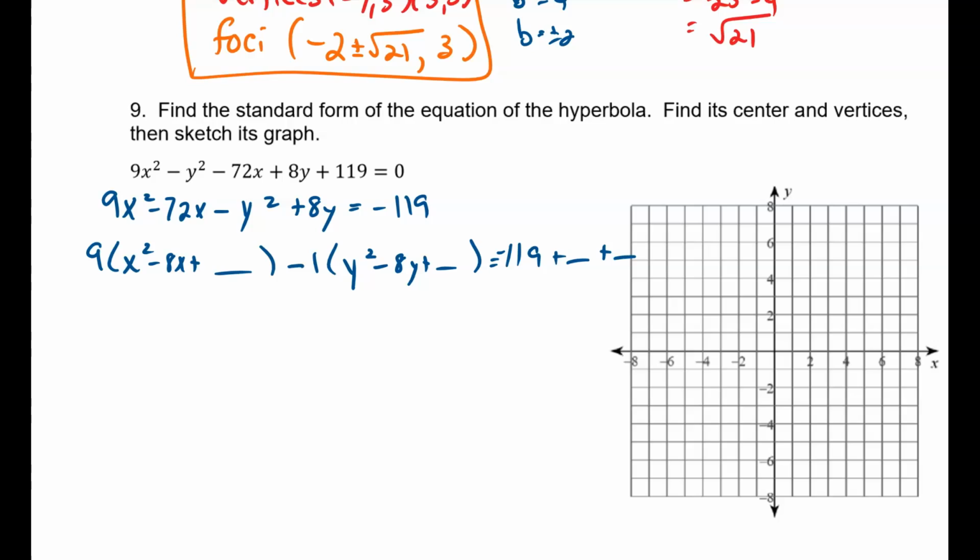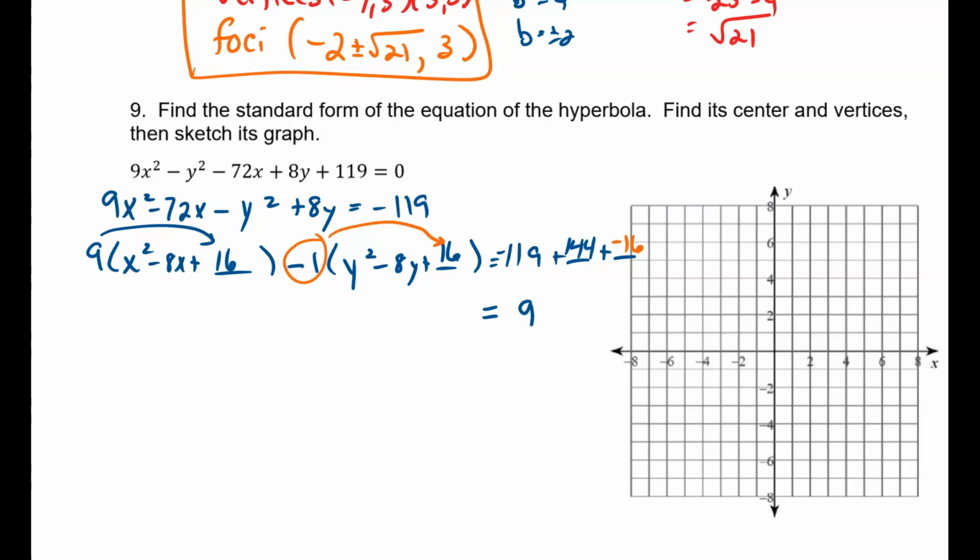Okay, so take negative 8, divide it by 2, negative 4 squared is 16. Take the 9, multiply it to the 16. That's 144. Then we do the same thing with the y and we get 16 again, but here's the key part you need to remember. I am taking that negative 1 and multiplying it to that positive 16. So really, I'm going to add a negative 16. And then if you add negative 119 plus 144 plus negative 16, we're going to get a value of 9.